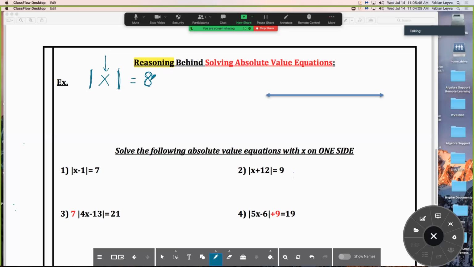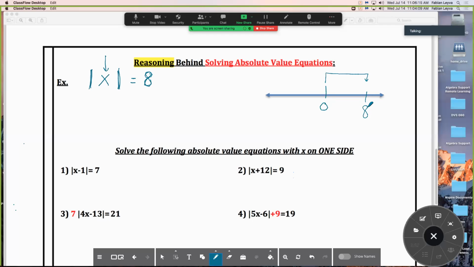Now let's think about this. If I'm looking for a number whose distance away from 0 is 8, what values could that be? What number is 8 units away from 0? Well, let me visually show you an example. Here is my value 0. If I go 8 units in the positive direction, what integer have I arrived at? 8, right? Because 8 is 8 units away.